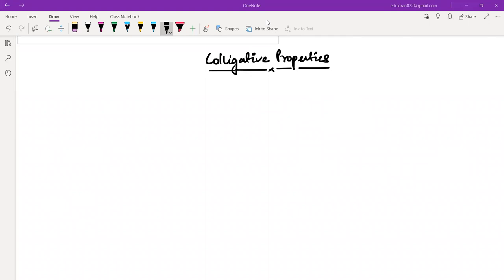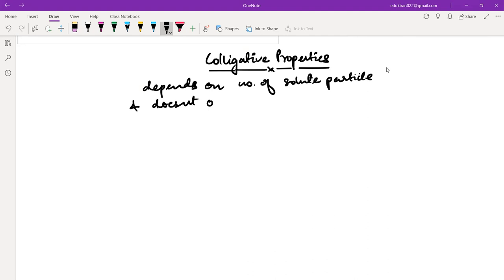Relative to the total number of particles of the solution. Fine. But I don't think there is any need of adding that last statement. If you are saying it just depends on the solute particles, then also it is fine. Okay, that means the two statements: it depends on the number of solute particles, and it doesn't depend on the nature or identity of the solute. So you can write any of these things.